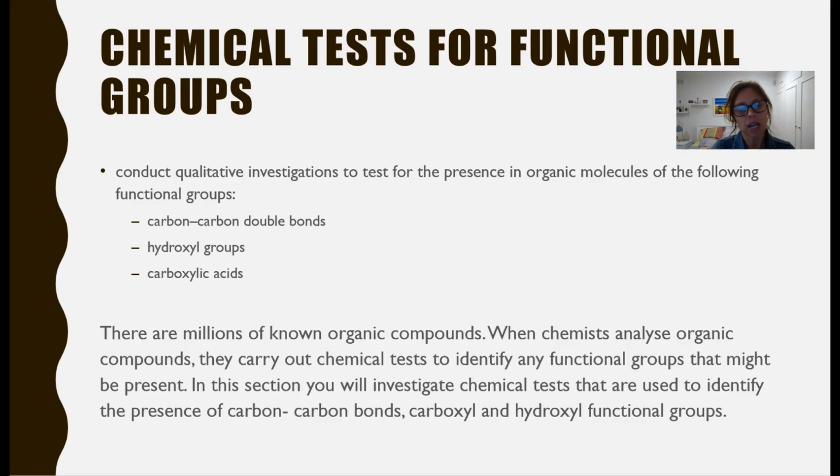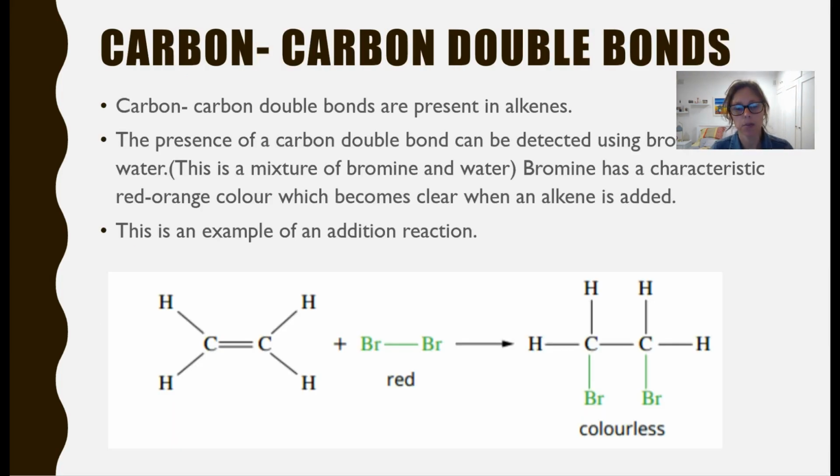So the tests that we're going to have a look at are going to be those tests that we have seen before. So we'll start off with our carbon-carbon double bond. So we know there that our carbon-carbon double bond are present in alkenes. So the presence of this double bond can actually be detected using bromine water. So this is simply just bromine and water mixed together. Now, bromine has a characteristic reddy, orangey kind of colour, and when we add an alkene, it will go clear.